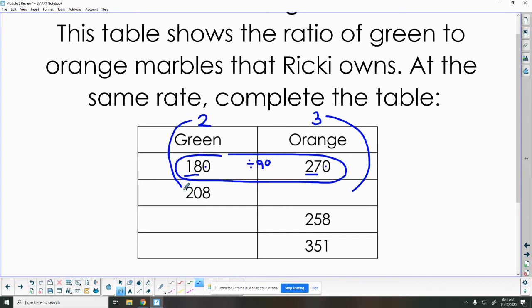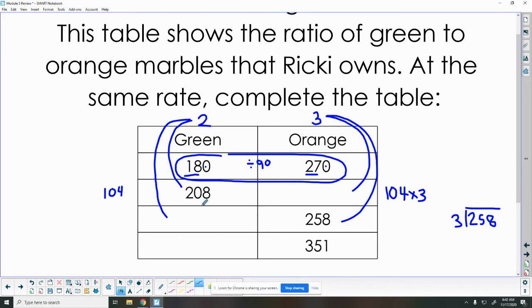So I can see 2 goes into 2 1 time, and into 0 0 times, and into 8 4 times. So to get this one, I would do 104 times by 3. Now we're looking for the green. So we're going to see, how do we get from 3 orange to 258 orange? We would take 258, divide it by 3, and whatever that answer is, we're going to do the same thing on the other side.